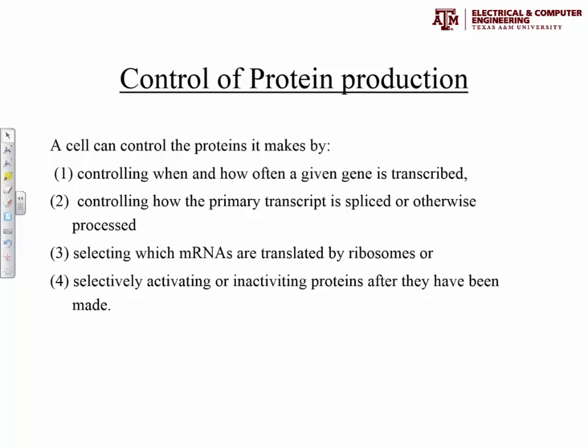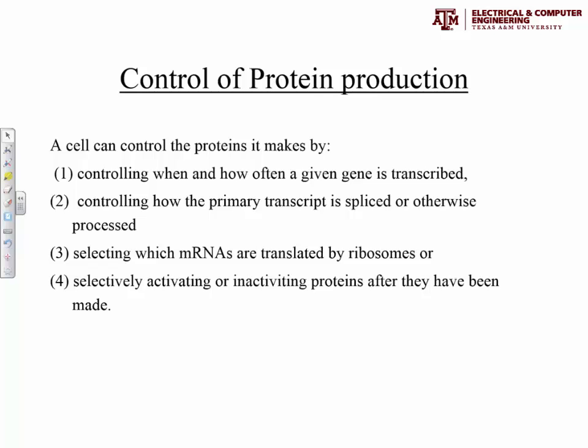Remember, I said that in the case of eukaryotic cells, you have coding regions, exons, interspersed with introns. And then splicing is the procedure by which you get rid of the introns, okay? And there is alternative splicing: if you have 3 or more of these exons, then you could do it in different ways and get different proteins. So a cell could control how the primary transcript is spliced or otherwise processed.